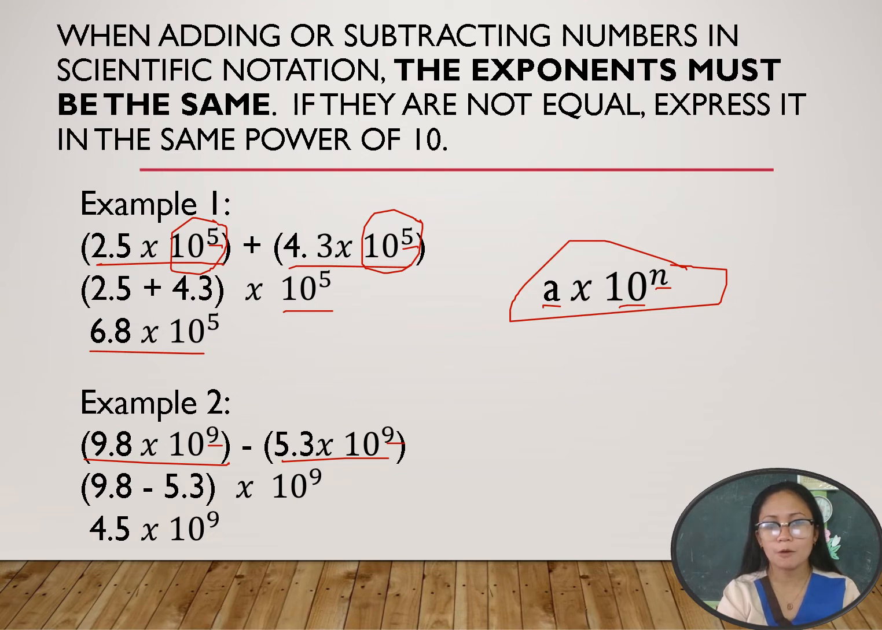So we'll just copy 10 to the power of 9 and we will subtract the first factors, 9.8 minus 5.3. So that is 8 minus 3 equals 5 and 9 minus 5 is equal to 4. So that is 4.5 times 10 to the power of 9. So this is now our answer.